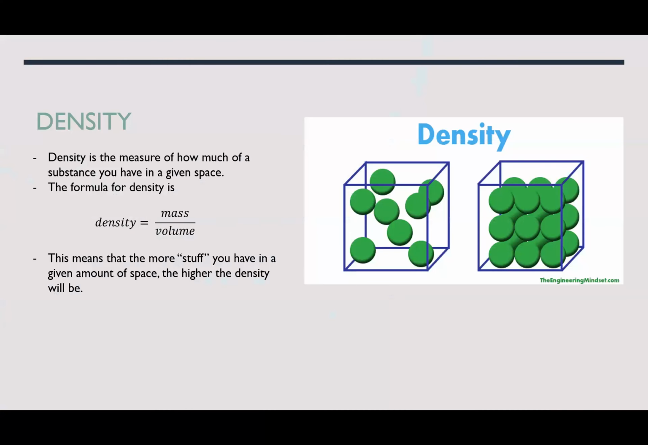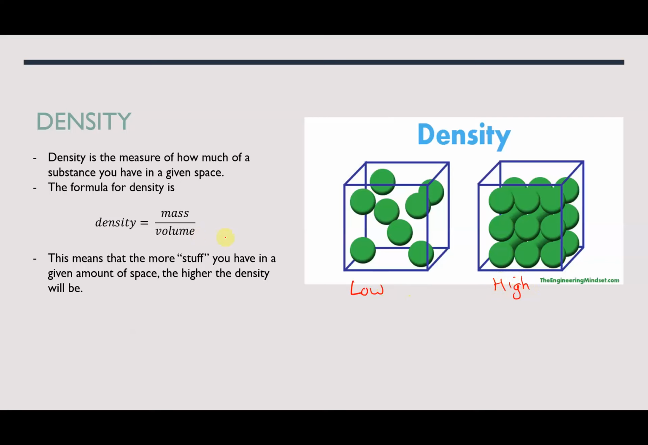So, what is density? Density is a measure of how much of a substance you have in a given space. The formula that we use is that density is equal to the amount of mass divided by the volume. So the more stuff you have in a given amount of space, the higher the density is going to be. We can see in these two examples that this one is going to be the one with low density, and this will be the cube with high density.